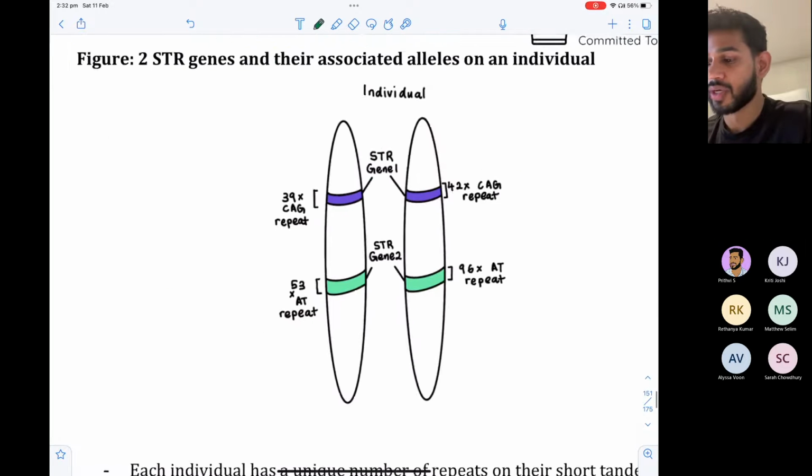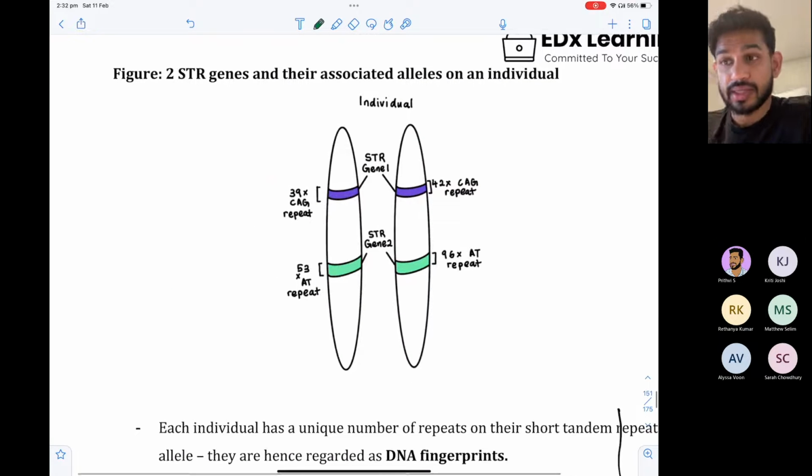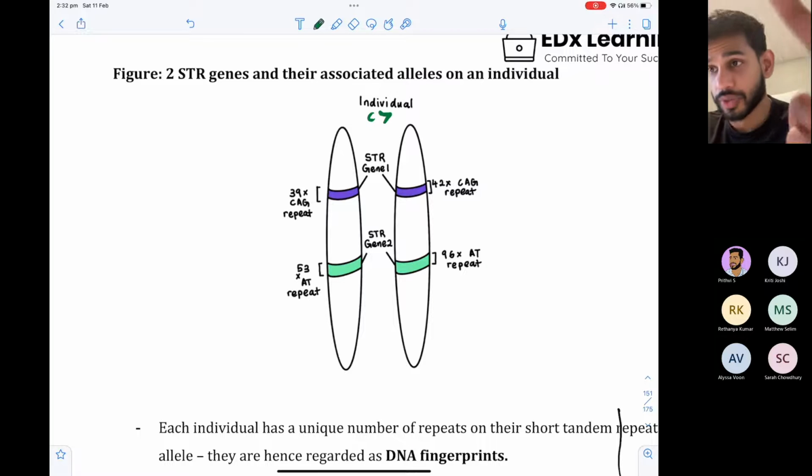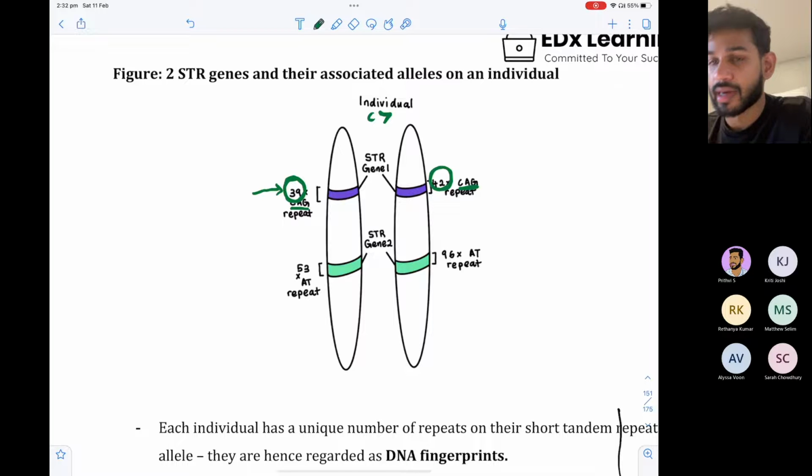So this is a diagram we'll again show you. Let's say this is an individual, random person, and on chromosome 7, there are 2 homologous chromosomes in pair 7. We see at this exact locus a CAG repeat. And so this person is going to have 2 alleles for the CAG short tandem repeat. They'll have a random number of repeats on the first allele and a random number of repeats on the second allele, which is on the second homologous chromosome. I picked 39 and 42 just to make it random.